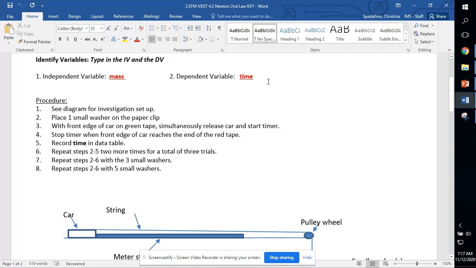Our dependent variable was time, so please make those corrections. If you had both of these typed in, then in parentheses, you can simply put no corrections. And then I will know, and again, sorry, this should be in a different color, that you did not have any corrections. You had it right.